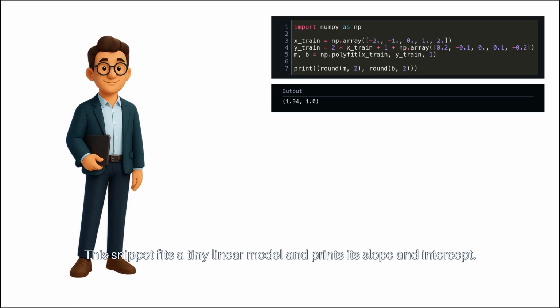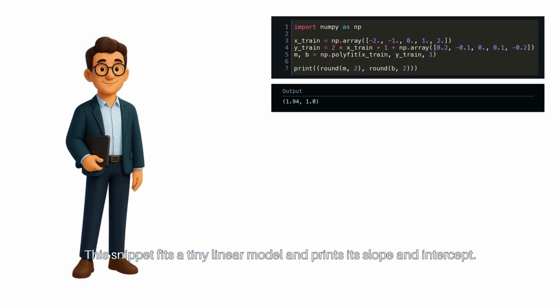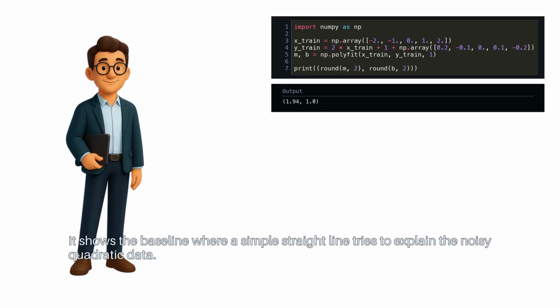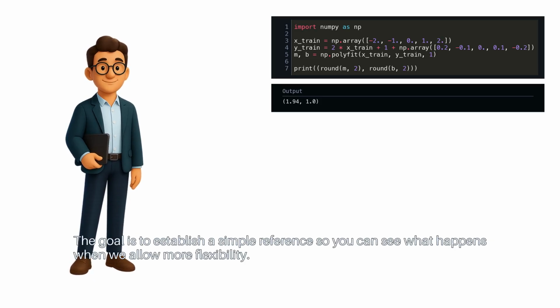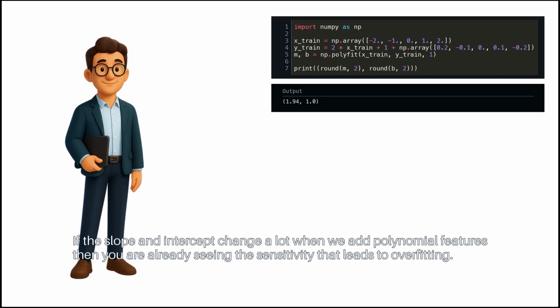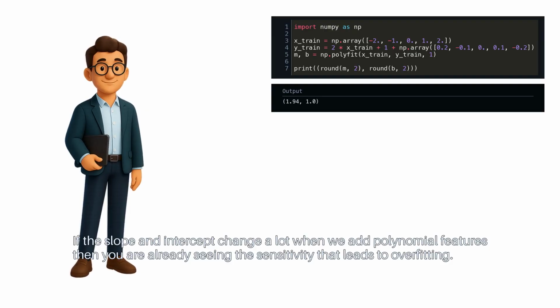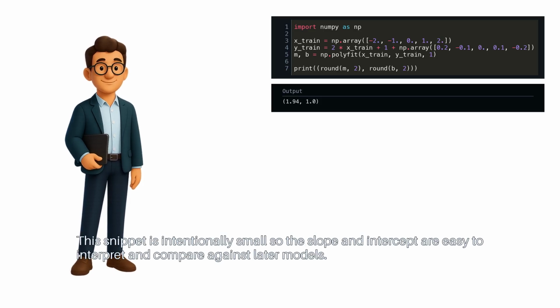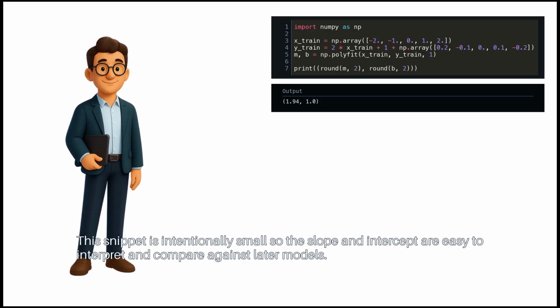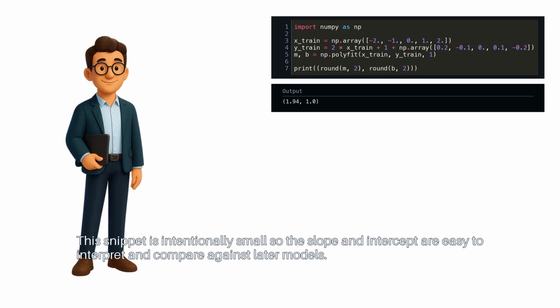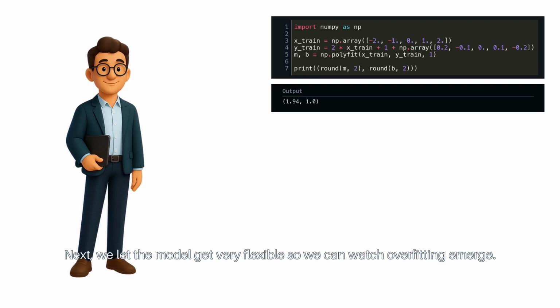This snippet fits a tiny linear model and prints its slope and intercept. It shows the baseline where a simple straight line tries to explain the noisy quadratic data. The goal is to establish a simple reference so you can see what happens when we allow more flexibility. If the slope and intercept change a lot when we add polynomial features, then you are already seeing the sensitivity that leads to overfitting. This snippet is intentionally small, so the slope and intercept are easy to interpret and compare against later models. Next, we let the model get very flexible so we can watch overfitting emerge.